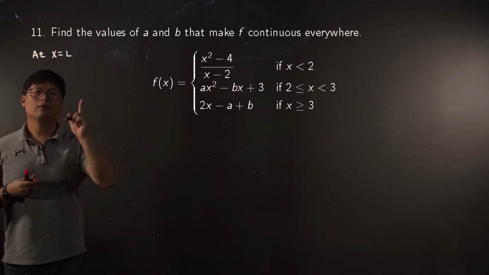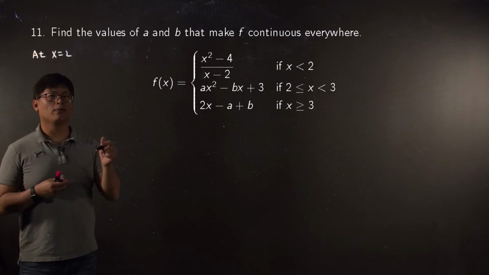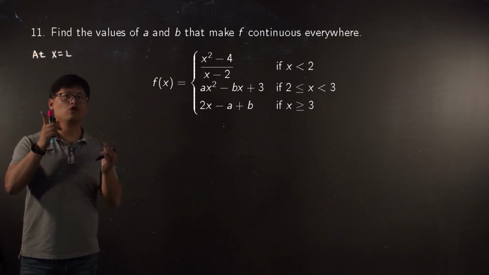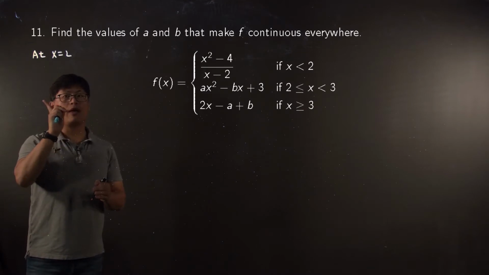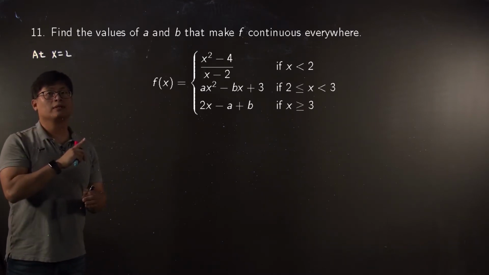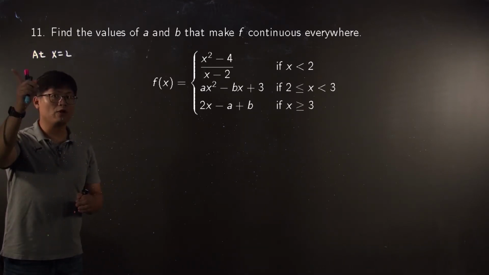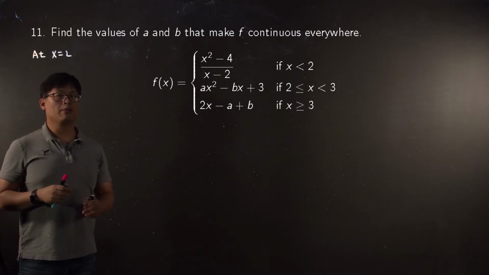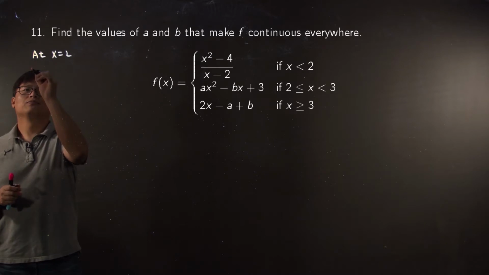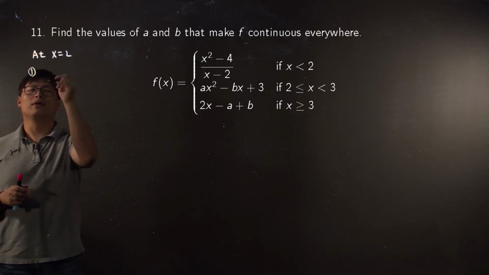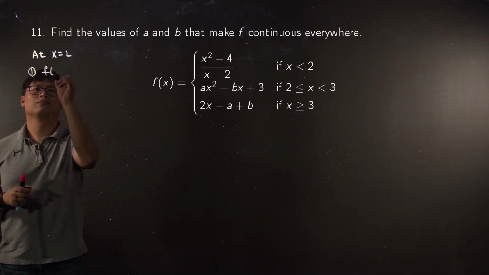Do you remember? To talk about continuity, you have to check 3 steps. The first one, you must have a function value at this point. Second, you have to have the limit at this point. And also, your function value must be equal to your limit value. So let's start from here. Function value: plug in 2, which is f of 2.